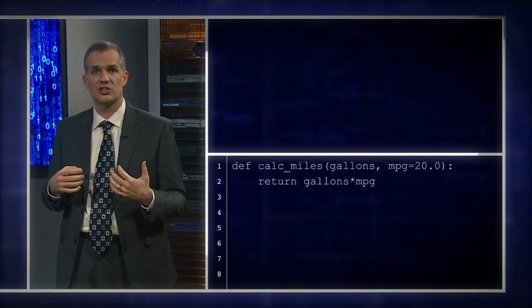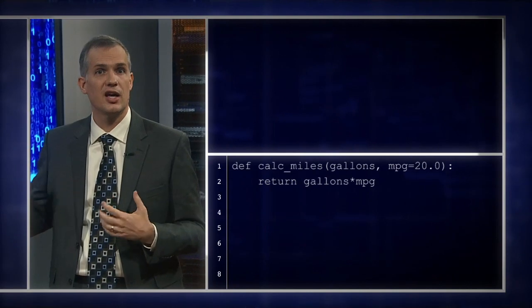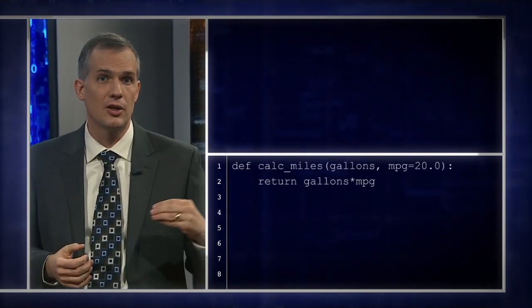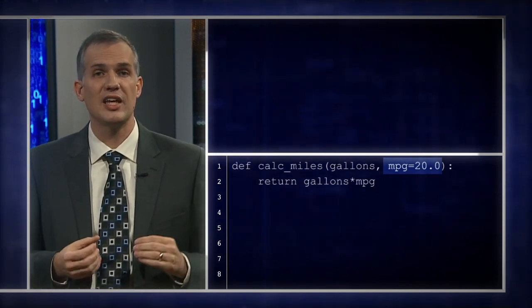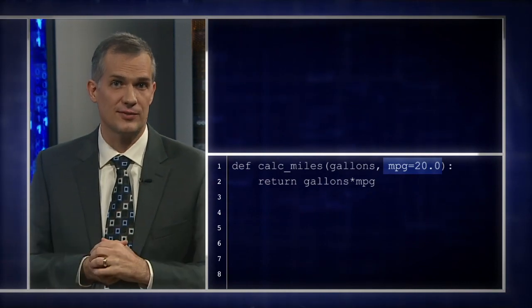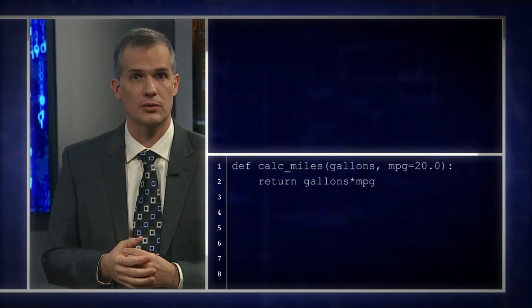Let's consider a function to calculate miles a car travels given a number of gallons of gas and the miles per gallon it gets. Notice that for MPG, we are setting a default value. We follow the parameter name with an equal sign, and then the value that the parameter should take if it's not specified. This gives us a couple of different ways to call the function.